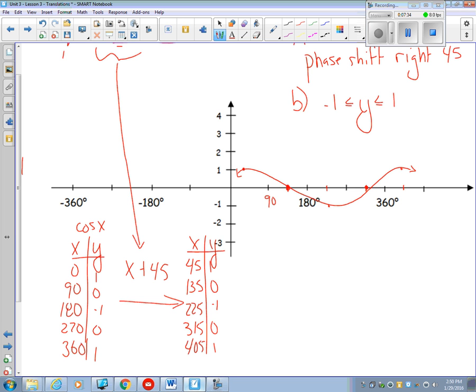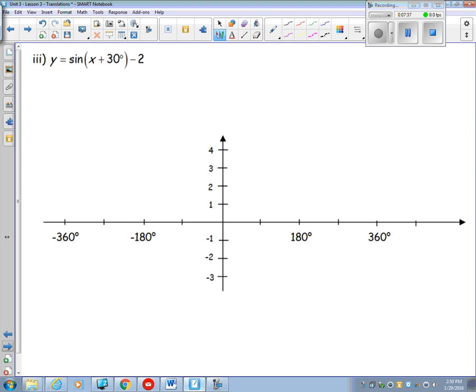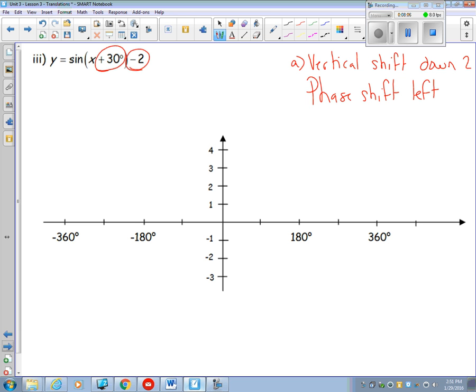Okay, third one. Give it a try. If you haven't tried the first two, make sure you try this one. Okay, same ideas. Okay, our vertical, ups and downs, outside the bracket. So we're going to say vertical shift down 2. Okay, my left and right inside the bracket. If I do the opposite, it says I add, so I actually have to subtract. So my phase shift, when I'm subtracting the number line, goes to the left. How much? 30 degrees.